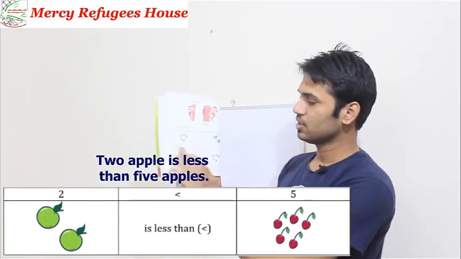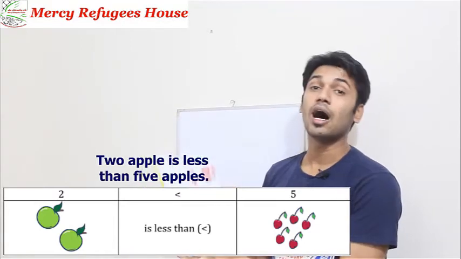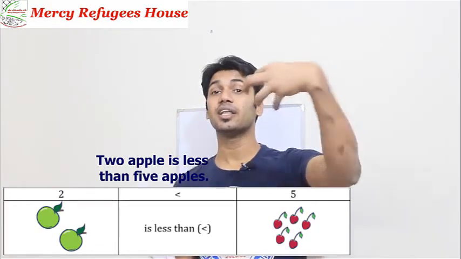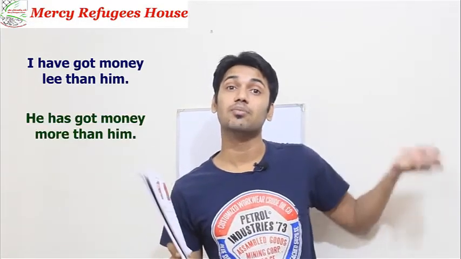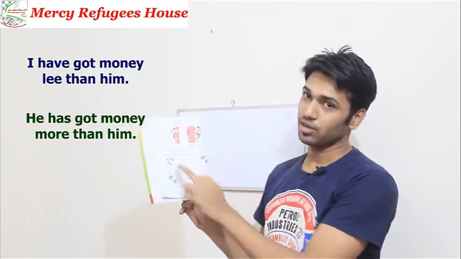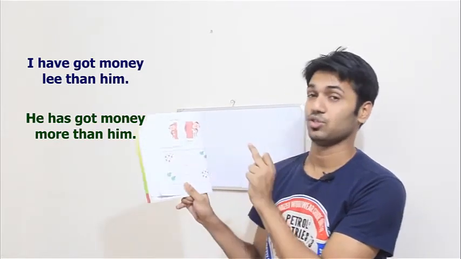The next one, 2 apples is less than 5 apples. So either you can say more than or you can say less than. I have got money but less than him. I have got money but not more than him. Or maybe he has got money more than me. There are different ways of talking about more than or less than. But the main objective here is to teach them which one is more and which one is less.